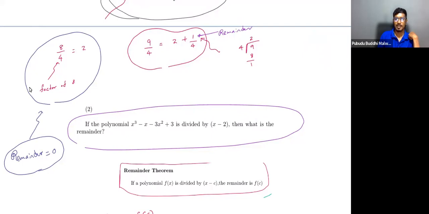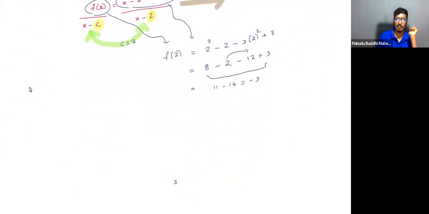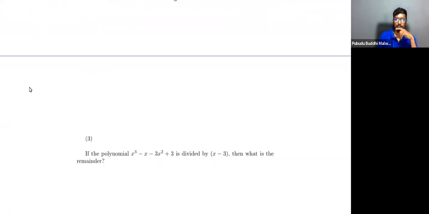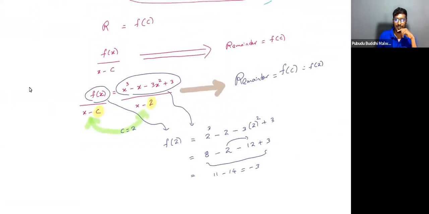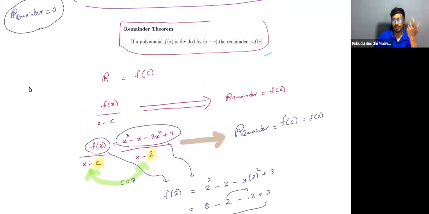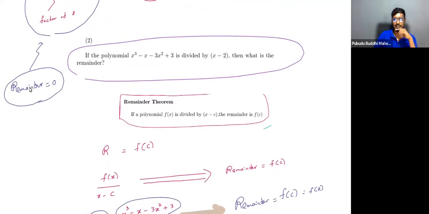Now, how would you connect that idea? Remainder equals 0 and a factor. When will you get remainder equals 0? That's the question. We can discuss that through the next problem. Because what if this value equals 0? That's the next question. That way, we will be able to connect the remainder theorem and the factor theorem. Think about that. I'll explain in the next class, in the next session.